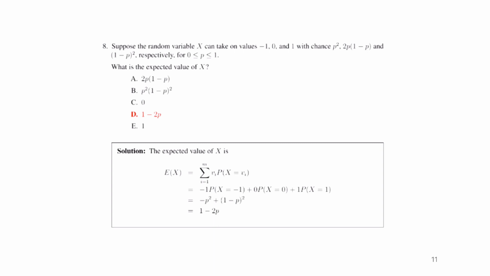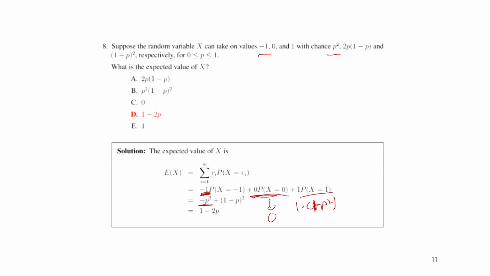-1 occurs with probability p squared. So this is where this negative p squared comes from. 0 occurs with probability 2p times 1 minus p, so since you're multiplying by 0, this becomes 0. And for the last term, it's 1 with probability 1 minus p squared, so this is 1 minus p squared times 1. If you simplify that out, you get 1 minus 2p. Any questions on this one?